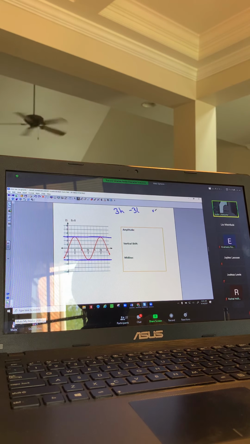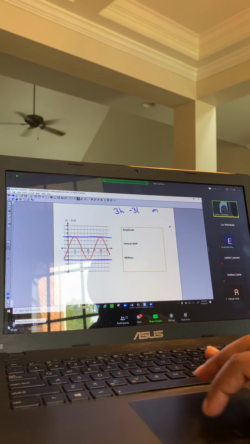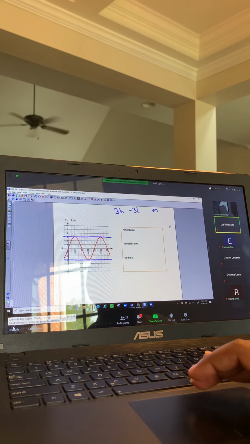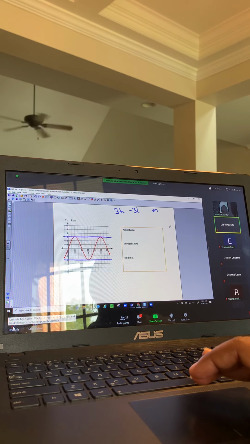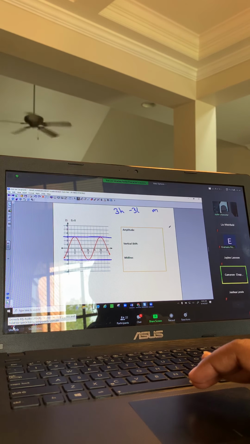All right. I need to find my middle. So how do I do that? Anybody? Somebody? Is it 3 minus 3? It's 3 minus 3, and then what do I do to it? Divided by 2. Divided by 2, which is still 0.